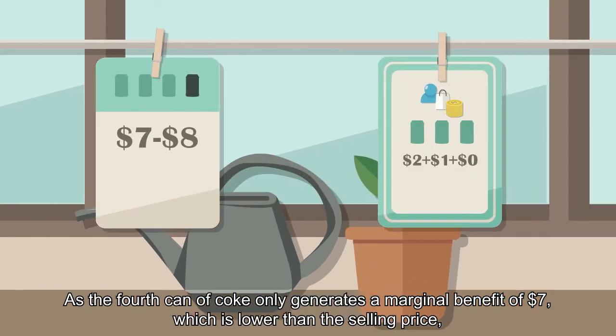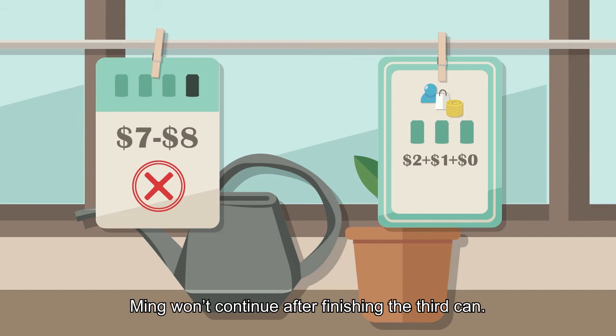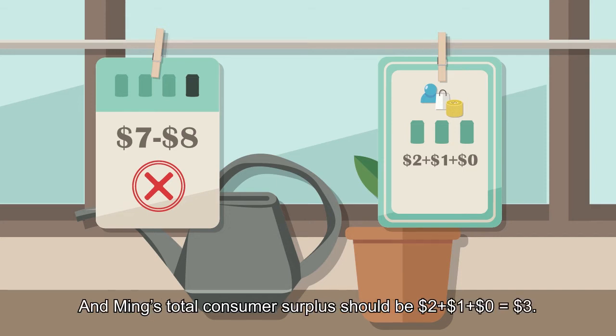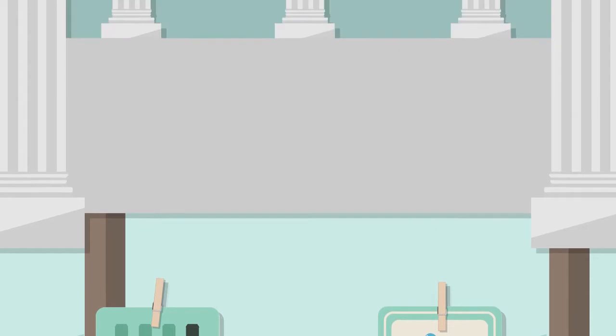As the fourth can of Coke only generates a marginal benefit of $7, which is lower than the selling price, Ming won't continue after finishing the third can. Ming's total consumer surplus should be $2 plus $1 plus $0, which equals $3.